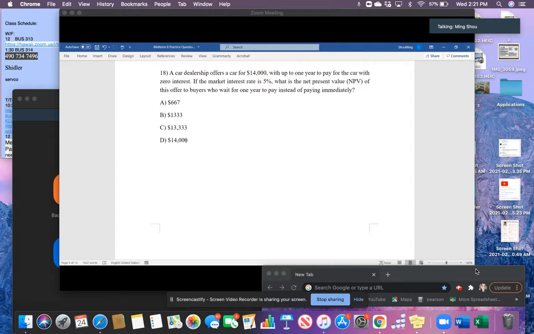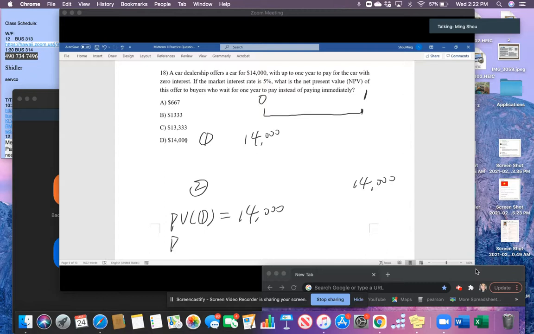So in this case, we can draw a very simple timeline, today and in 1 year, right? We have two options. Option 1 is you pay today. Option 2 is you pay the same amount in 1 year. The question asks, what is the value difference, right? So the present value for option 1 will simply equal 14,000. For option 2, we need to convert 14,000 in year 1 into today's value. We need to do this conversion, then simply discount it.